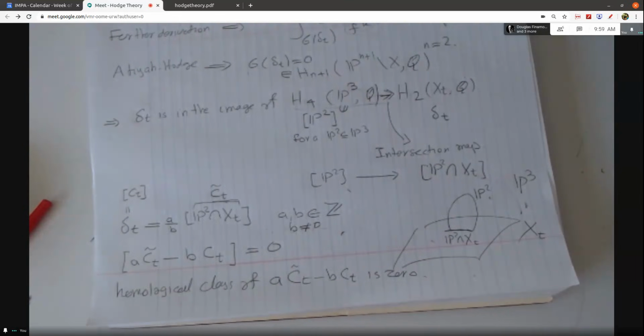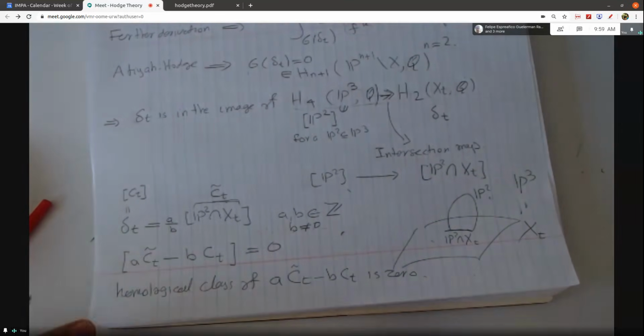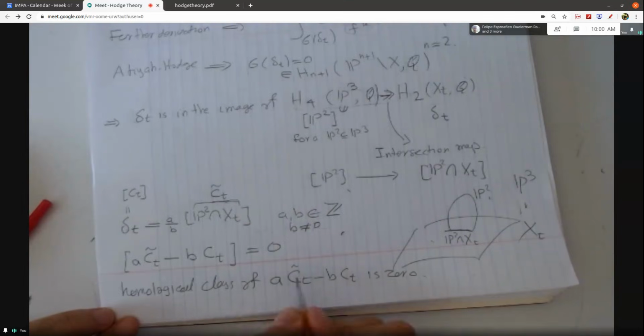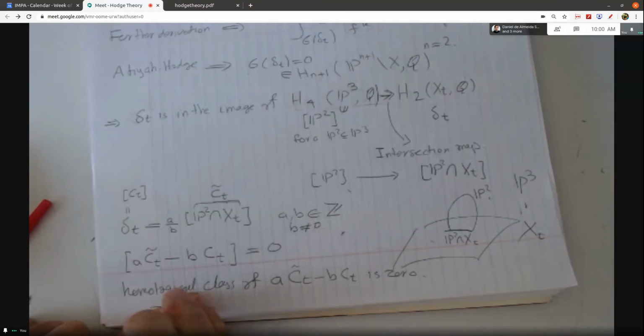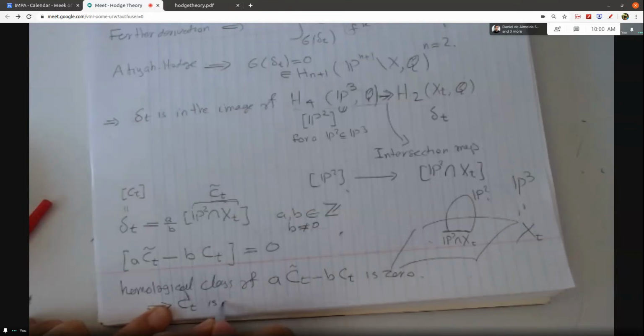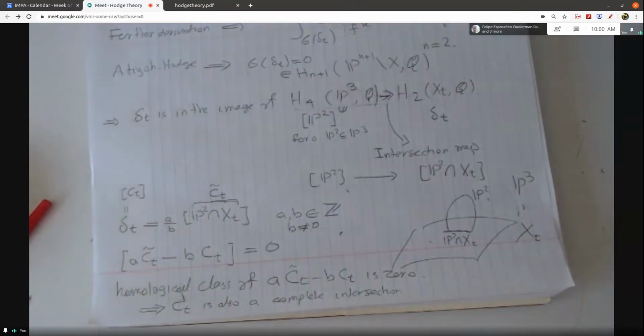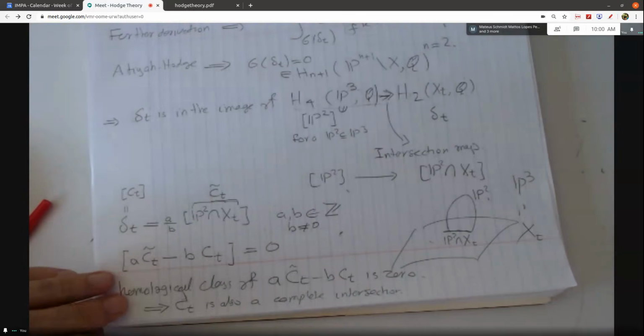And we're almost done. Then we have to conclude. This must imply that C tilde is also a complete intersection. So this part we have to explain. I think in 7 minutes I can finish this one.